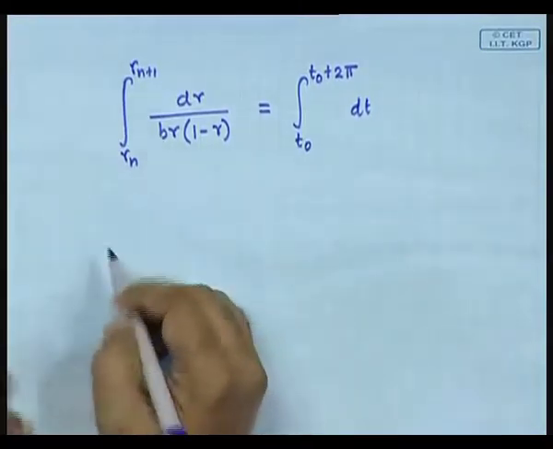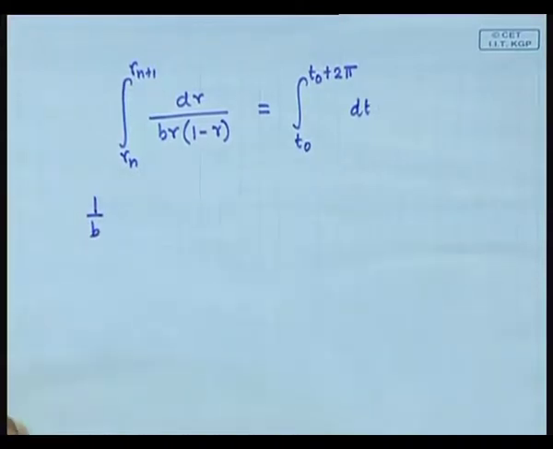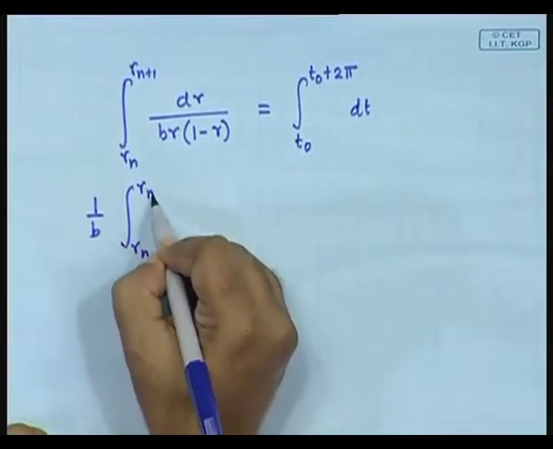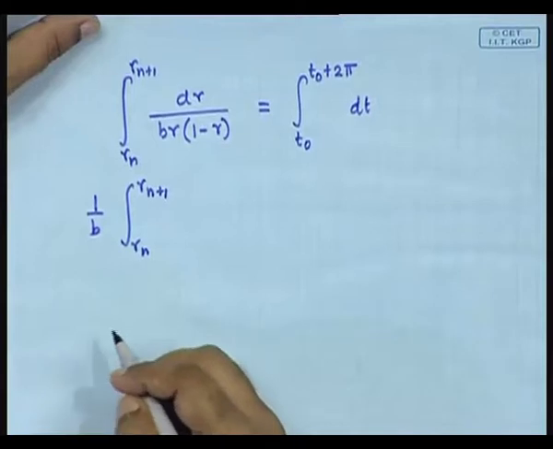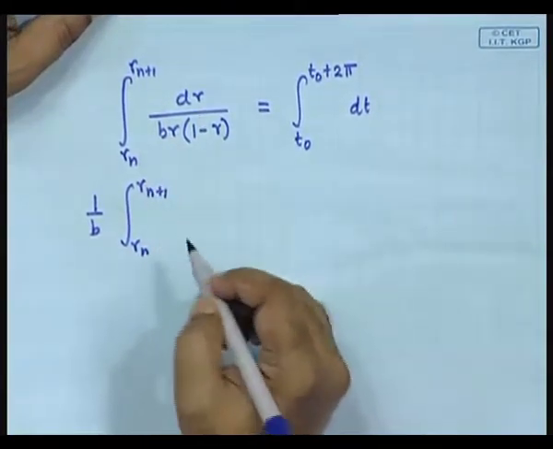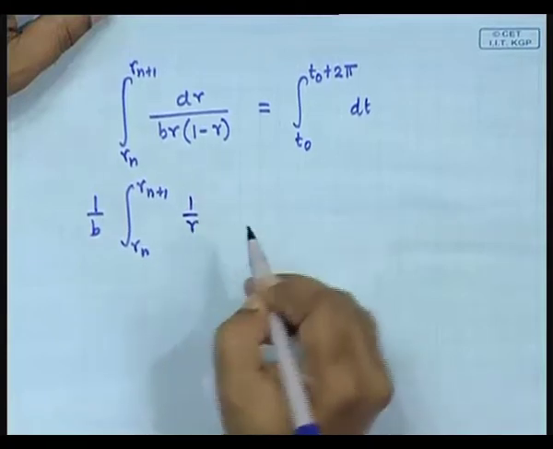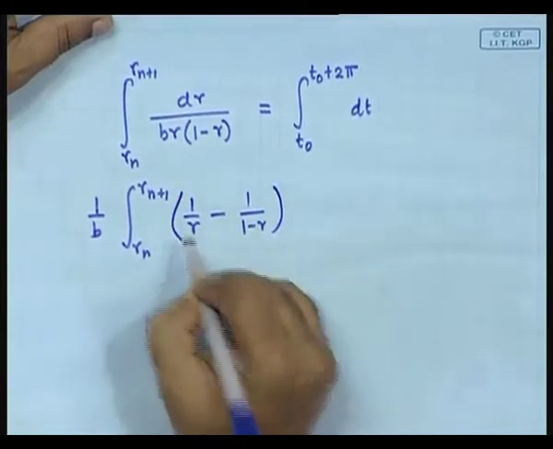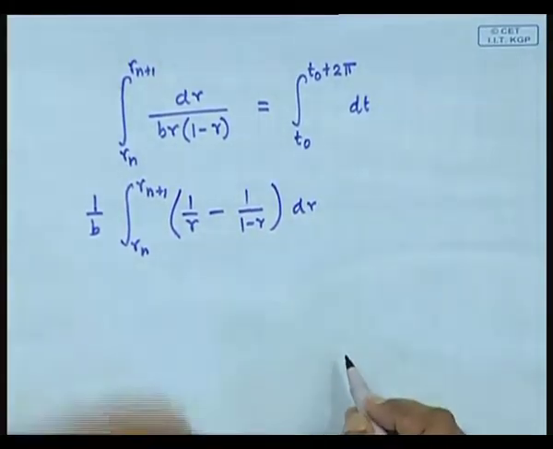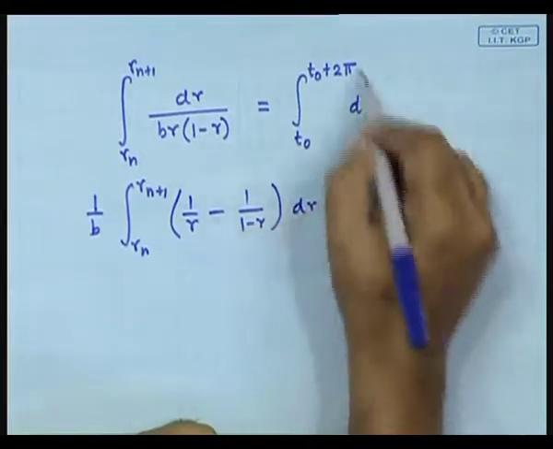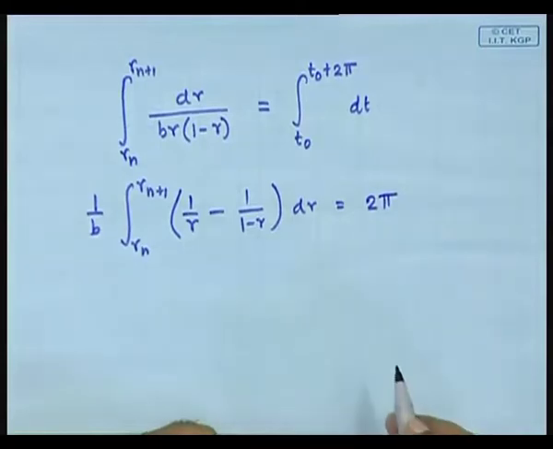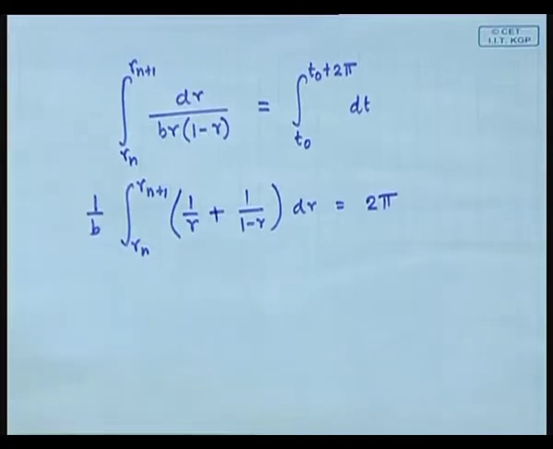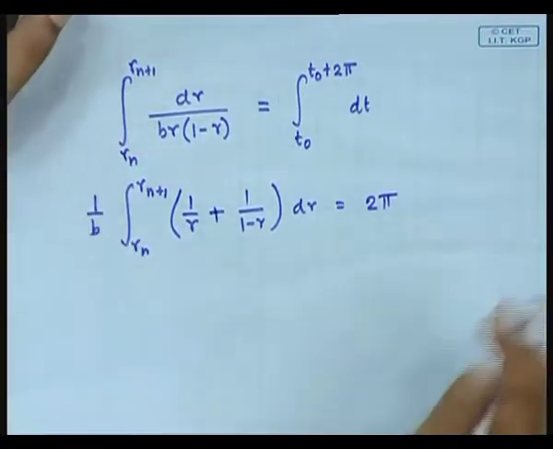b can be taken out, being common. So, you have the integral from Rn to Rn plus 1. We need to separate them out. It would be 1 by r minus 1 by 1 minus r, this whole thing dr, okay, is equal to, we can directly integrate it, it will be 2 pi. Which one? Plus, right. So, then we can do the integration.